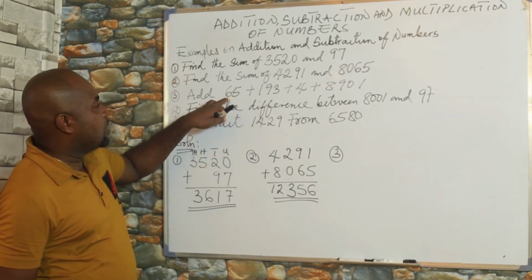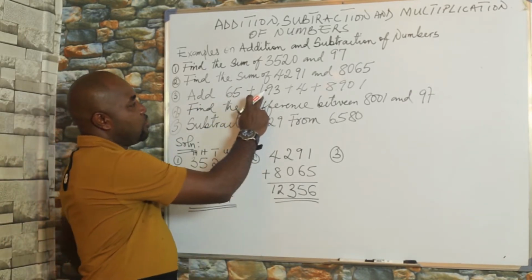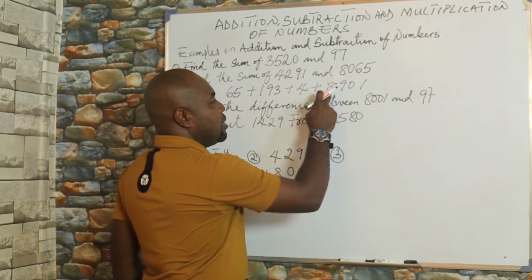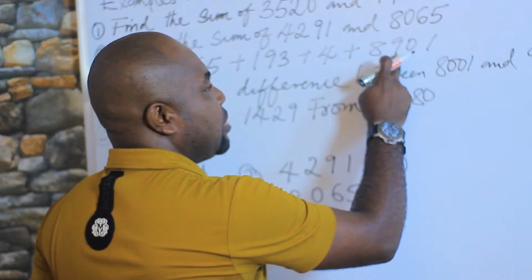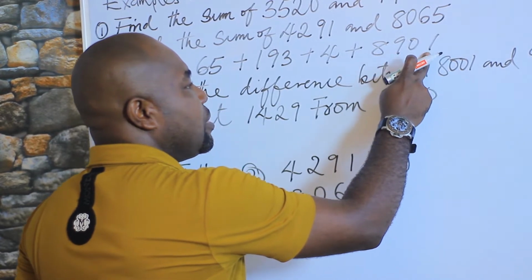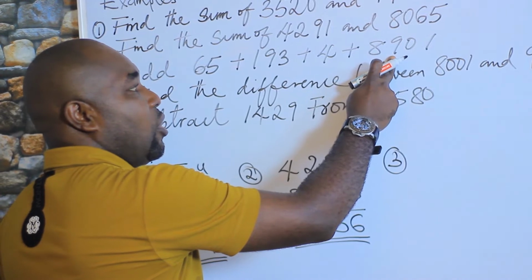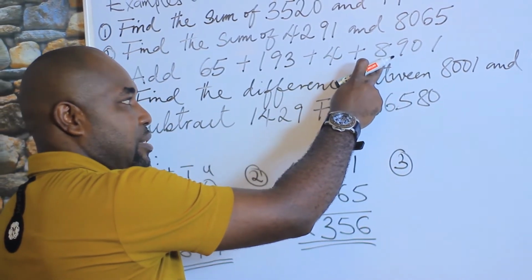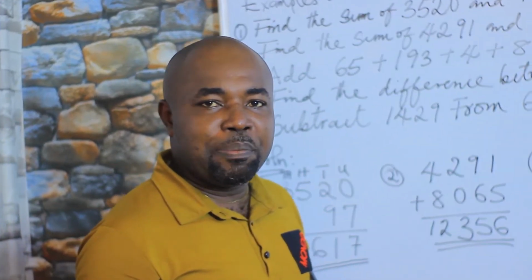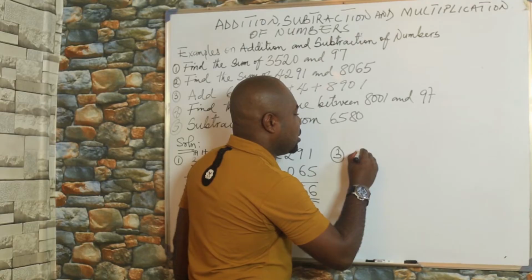If you watch here, this is 65, tens and units. This is 193, hundreds, tens, units. This is 4, units. This is 8,901. So this is units. This is tens, 0 tens. This is 900. This is 8,000. So we are going to place it in such a way that we follow the place value of numbers, starting with the bigger one.